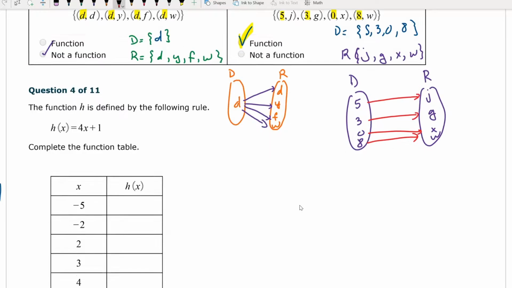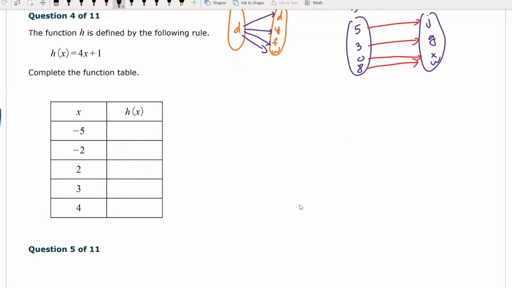Alright, we're heading to number 4. The function h is defined by the following rule: h of x equals 4x plus 1. Complete the function table. So we talked about this before. Whenever you see f of x, h of x, m of x, g of x, they all represent y. This equation looks like this: y equals 4x plus 1.